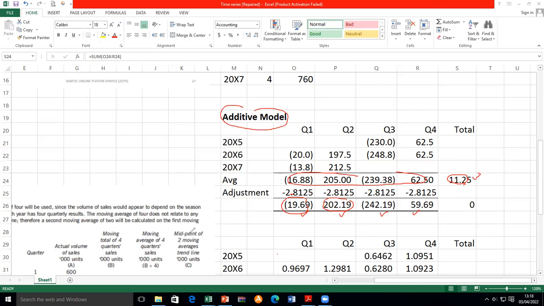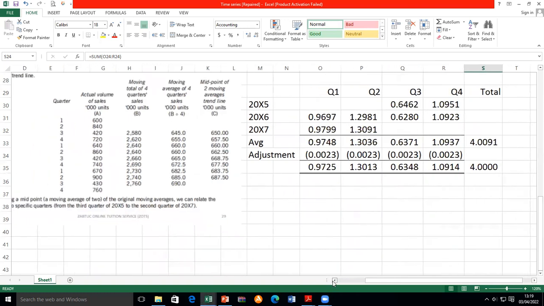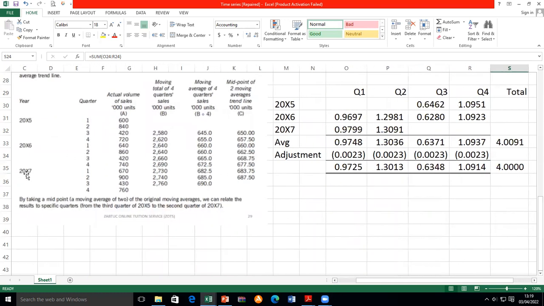Now your question is, how do we use this in forecasting? Okay? Here's how we use this in forecasting. Now we know the adjustment factor for each quarter. So now, let's come to our data here. Okay, here we are. Let us do a forecast for 20x8. Are we together? 20x8. We want the values for 20x8 in terms of these quarters.